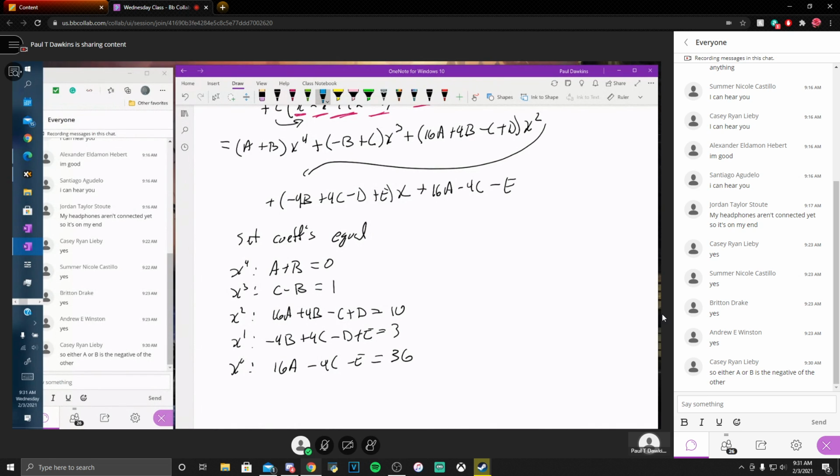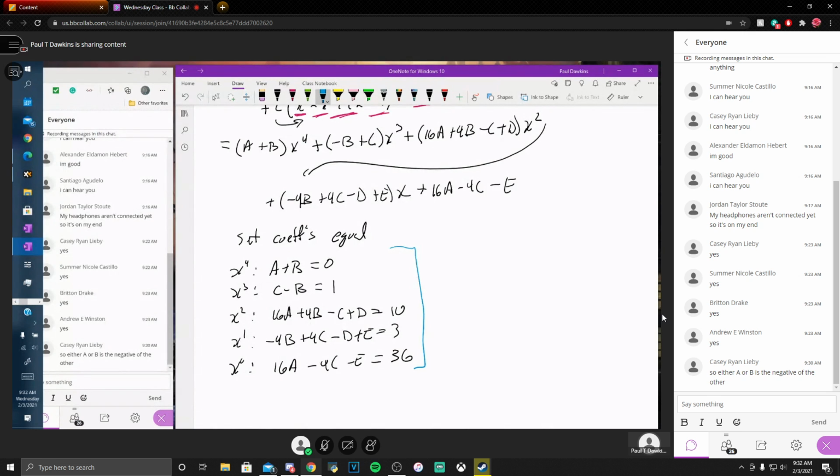Now, again, folks, 5 equations, 5 unknowns. Again, these are messy, but they're not as bad as they can be. As Casey pointed out, I can simply take my first equation and say either a is equal to minus b or b is equal to minus a. Take your pick; it doesn't matter. I'm going to go with a equals minus b.